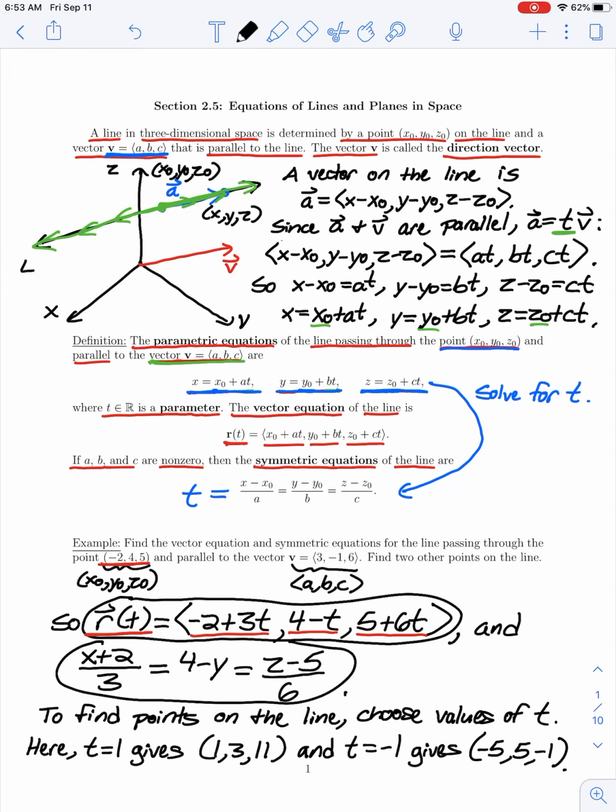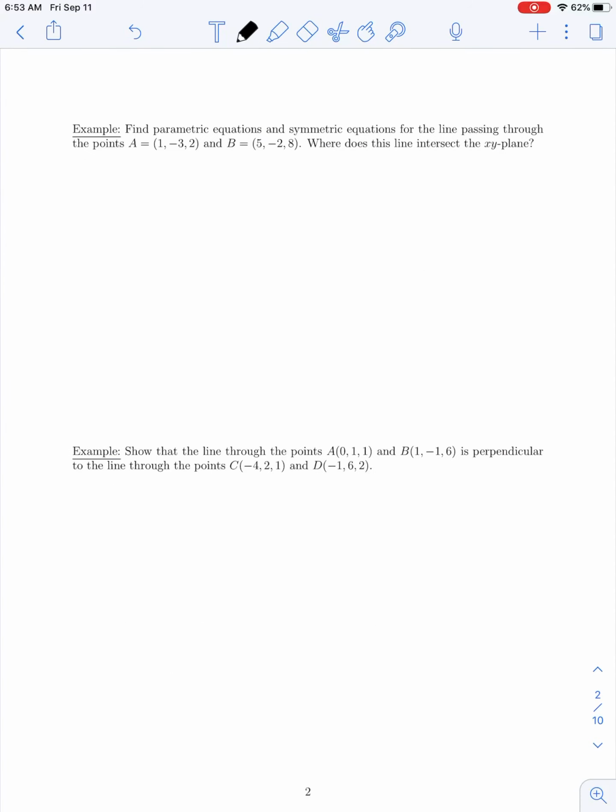So let's look at some other examples. In this next problem, we are asked to find parametric equations and symmetric equations for the line passing through the points A and B, which are given there in the problem. And we ask, where does this line intersect the xy plane?